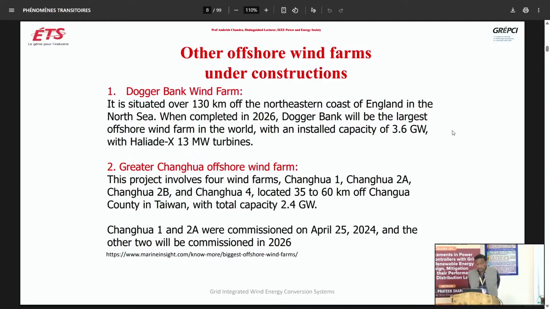Then the Greater Changhua offshore wind farm. This project involves 4 wind farms, Changhua 1, Changhua 2A, 2B, and 4, located 35 to 60 kilometers off Changhua county, Taiwan, with a total capacity of 2.4 gigawatts. Changhua 1 and 2A were commissioned on April 25, 2024, and the other 2 will be commissioned in 2020. So this is a picture of an offshore wind farm.